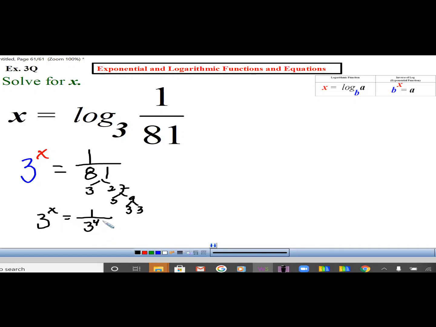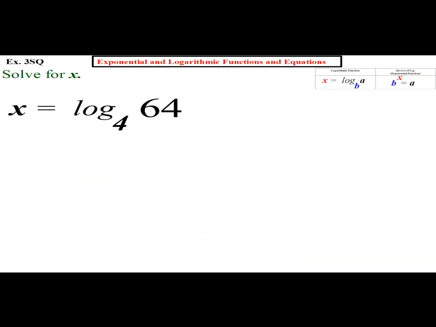However, they're still almost looking the same, except this one is in the denominator. I'm going to bring it to the numerator. This is 3 to the negative 4 equals 3 to the x. Do they have the same base now? Yes. What's our equation? Our equation is x equals negative 4. All right, one last one. Copy this one. Example 3 super q, x equals log base 4 of 64. See how you do with that one.